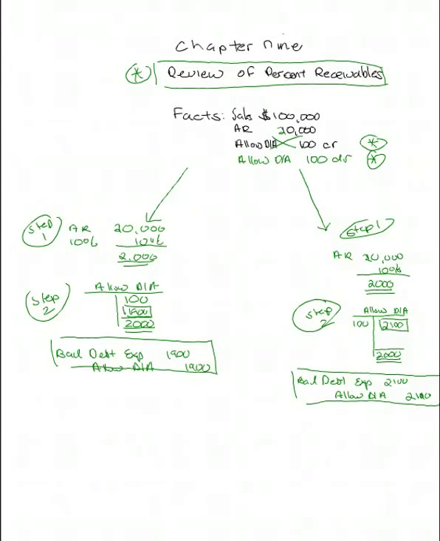Thanks for joining me for this short pencast on how the beginning balance in the allowance for doubtful accounts affects the resulting bad debt estimate under the percent of sales method.